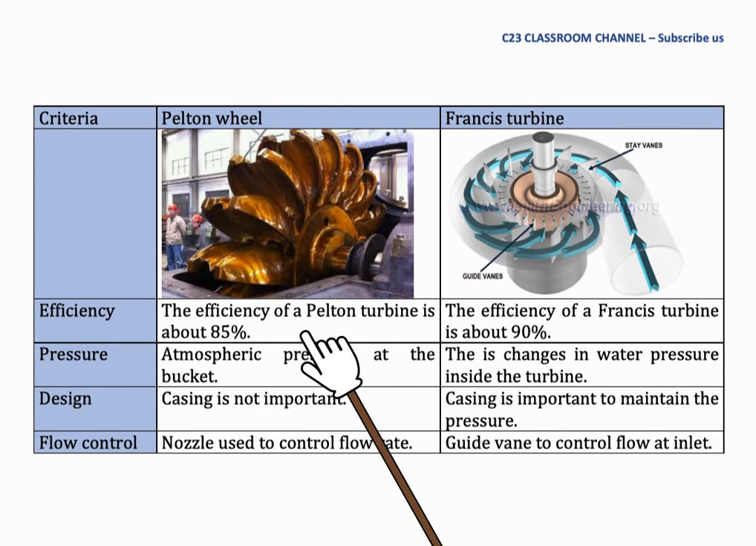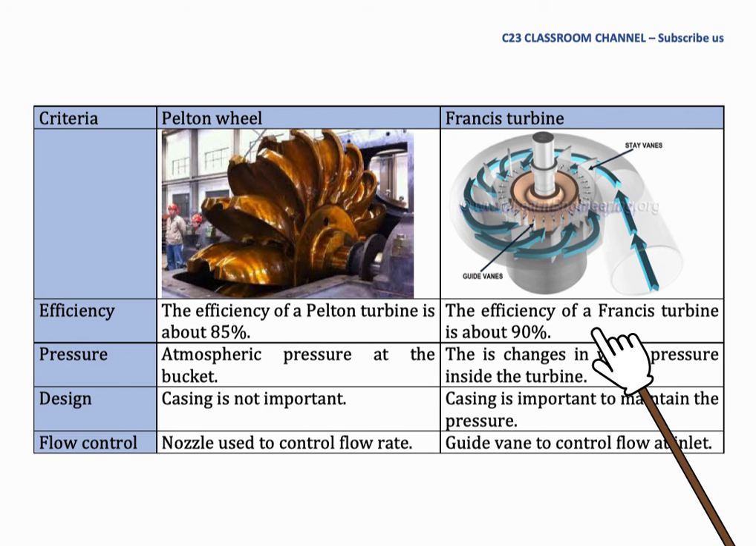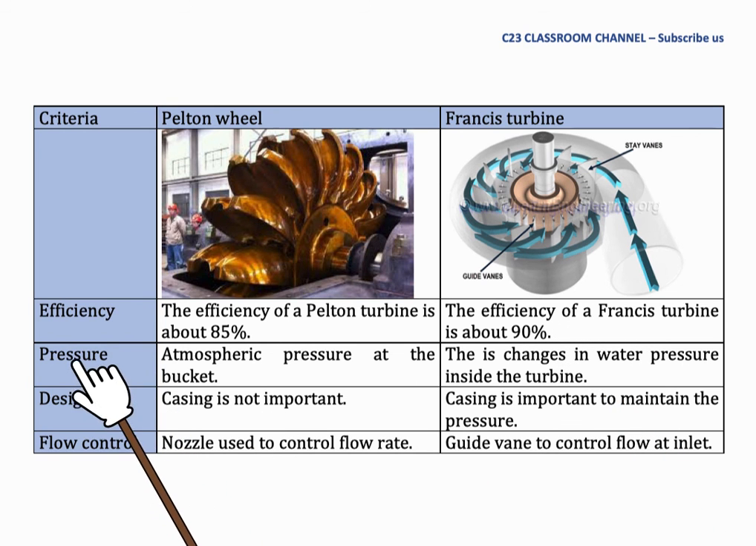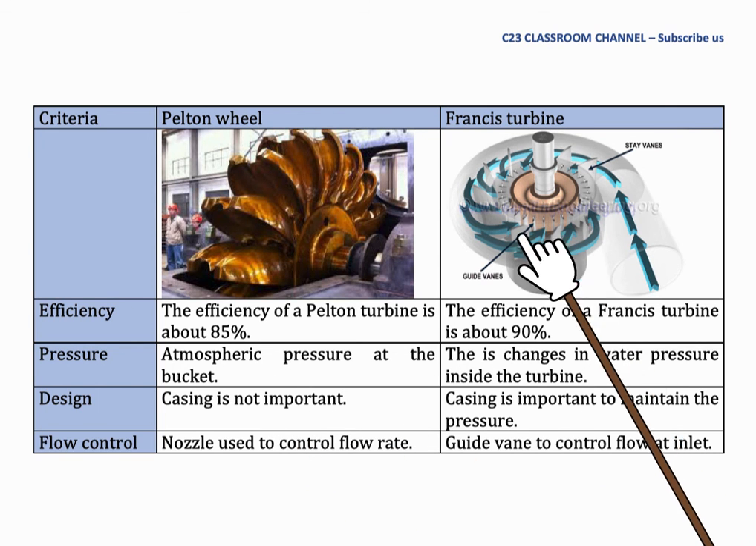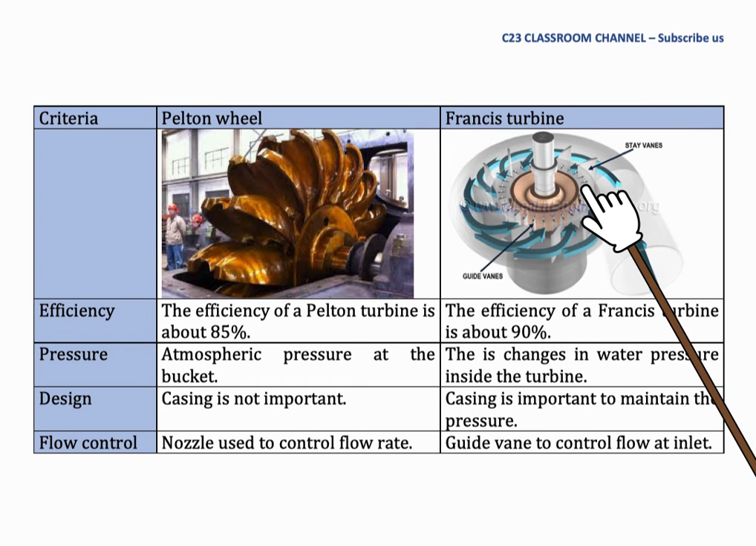The efficiency of the Pelton turbine is about 85%, and the efficiency of the Francis turbine is about 90%. If we talk about pressure, we find atmospheric pressure at the bucket. However, in the Francis turbine there is no atmospheric pressure, but the water here will develop its own pressure. This means the changes in water pressure occur inside the turbine.